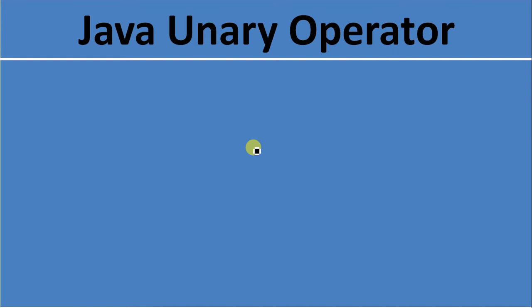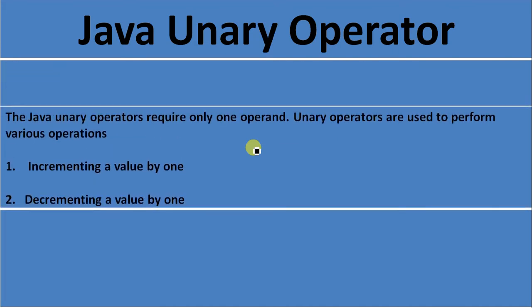What is a unary operator? The Java unary operators require only one operand. Unary operators are used to perform various operations. First, what is an operand? In the unary operator, we need only one operand. It means to perform any operation, we need only one variable.